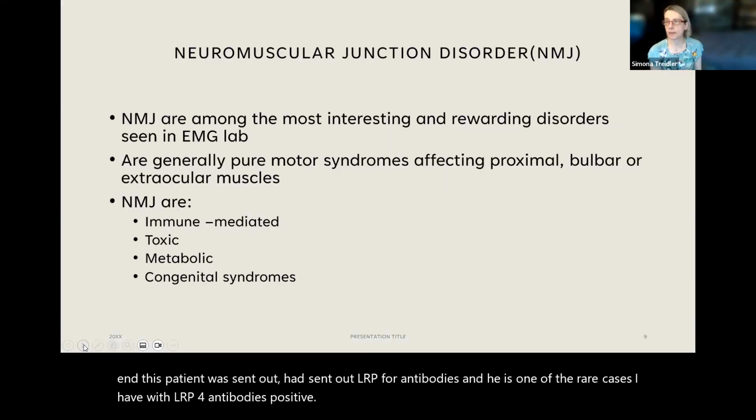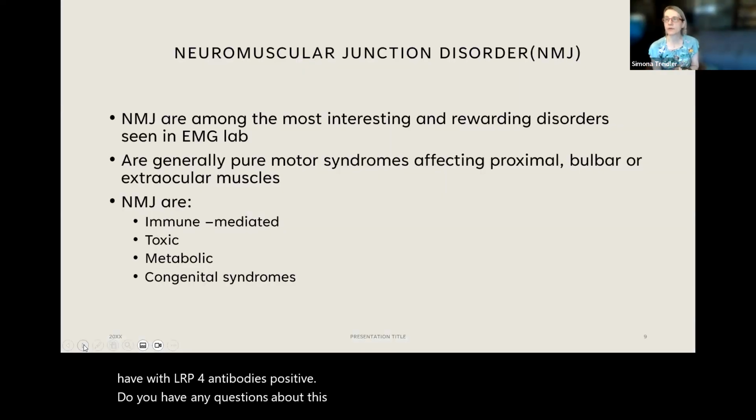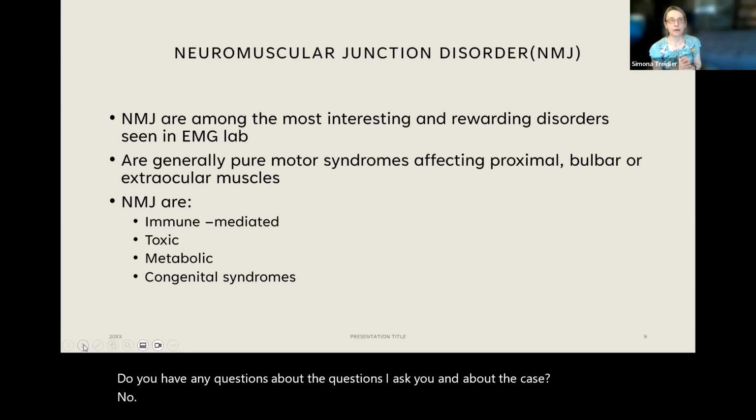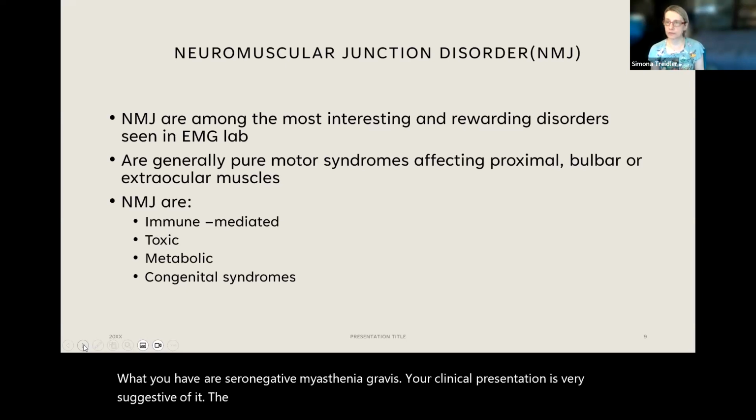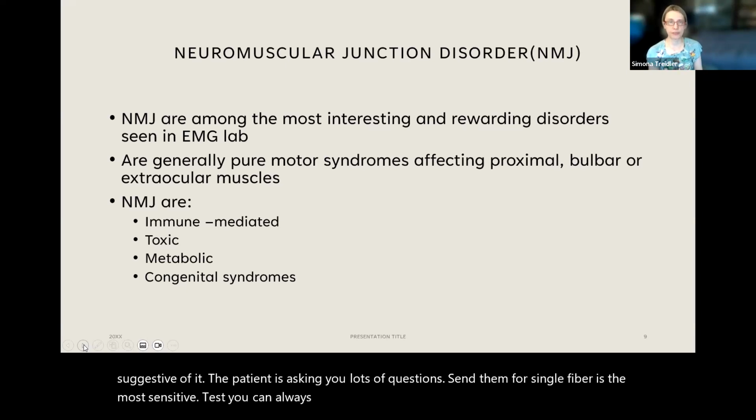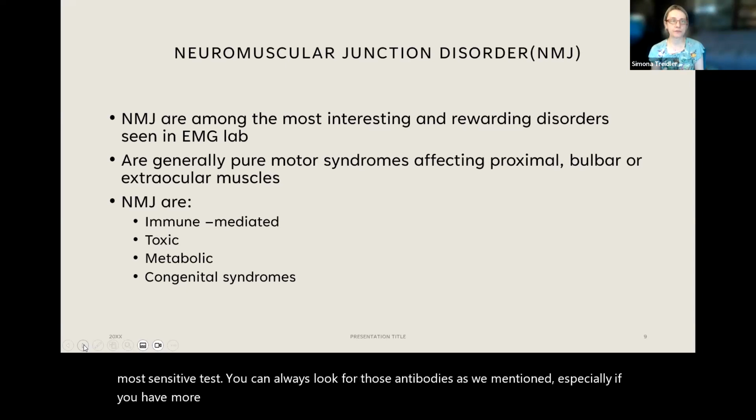Do you have any questions about the questions I asked you and about the case? No? Then when you have a seronegative myasthenia gravis, and your clinical presentation is very suggestive of it, the patient is asking you lots of questions, send them for single fiber. It's the most sensitive test. You can always look for those antibodies, as we mentioned, especially if you have more ocular symptoms. You can ask for anti-MuSK if they have more bulbar symptoms.